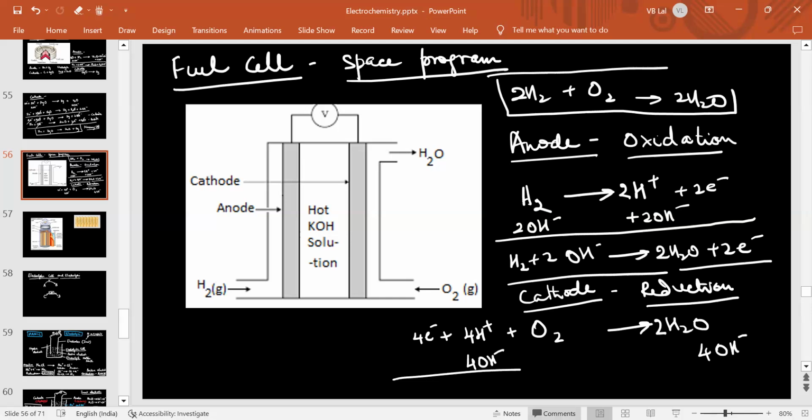So if I add all this up, what will be the reaction at the cathode? It will become 4e minus plus 4H2O plus O2 will become, now 4H2O and 2H2O, that will get cancelled. So this will become 2H2O plus O2 will become 4OH minus. So this is the reaction at the cathode and the other is the reaction at the anode.